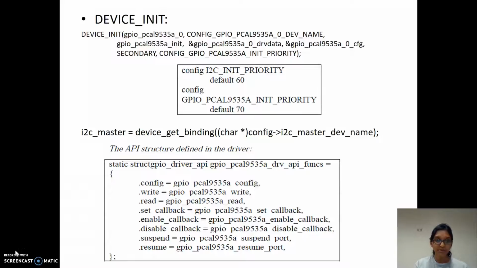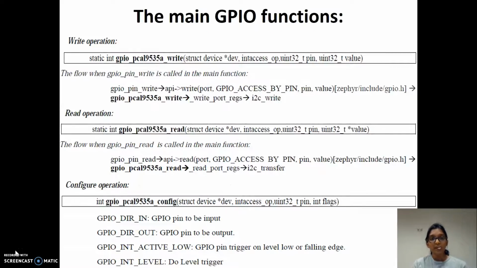I have provided the API structure defined in the driver. A few of these functions are config, read, write, callback, resume, and suspend. Let us look at a few of these operations. First, the write operation. The write operation is used to write the value to the particular pin or the port. Since it is bound to the I2C interface, the communication is via the I2C write function.